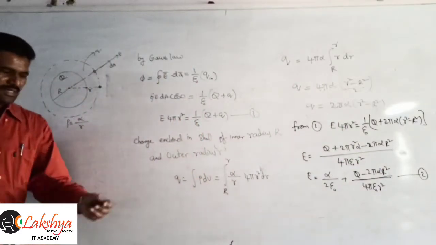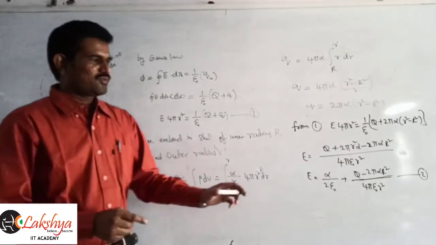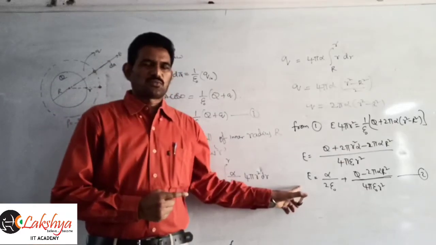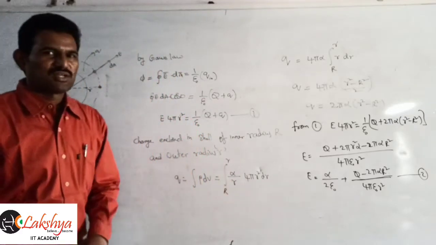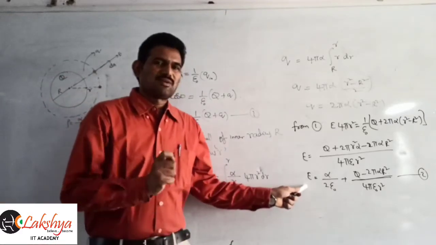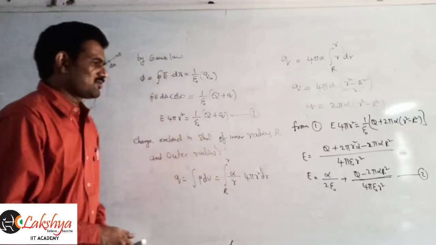So now let us come to the given condition. This is the intensity of electric field at a distance small r from the center of the ball and outside the ball, right? Now the given condition is that this expression must be independent of the small r. This expression should not depend on the small r. That is our given condition.